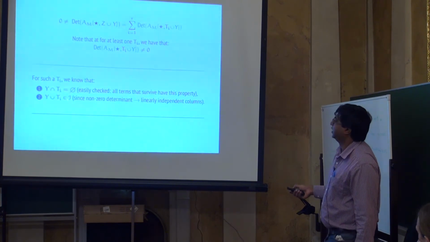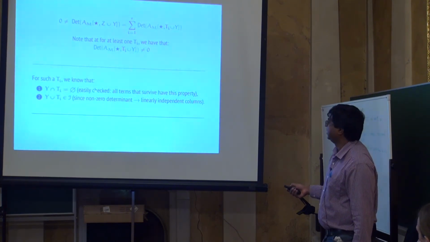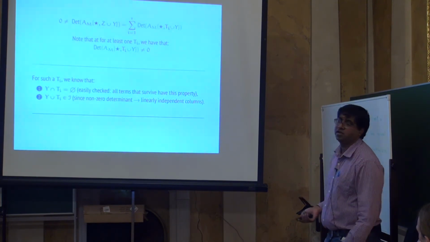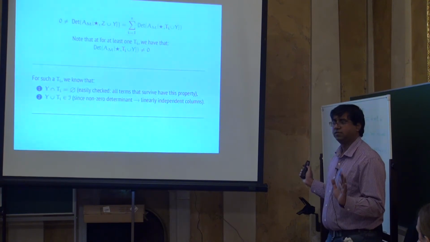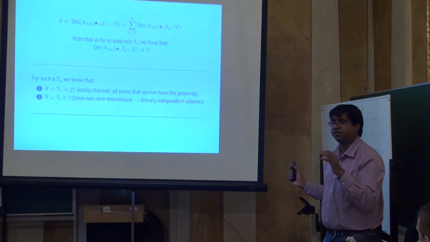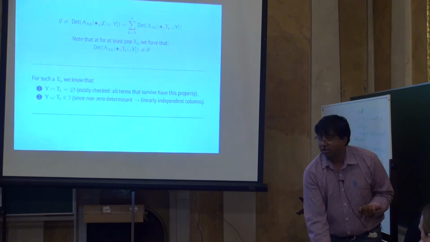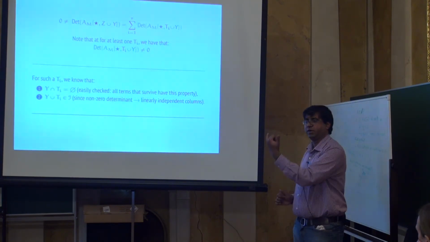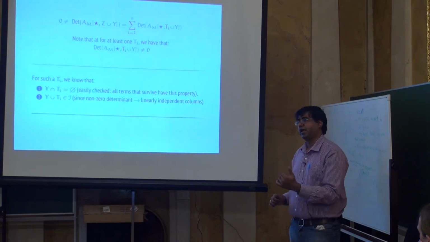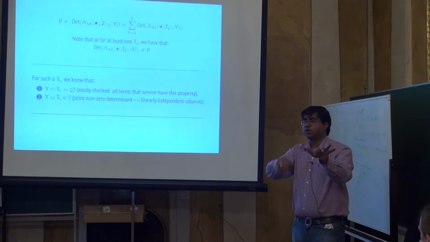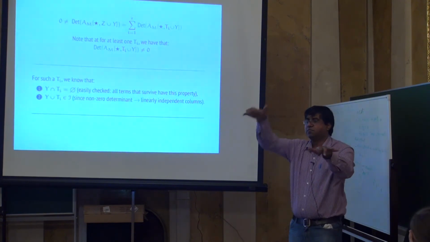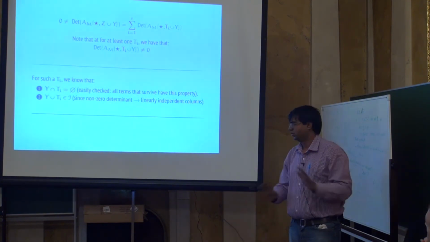And for such t_i, y intersection t_i is empty. Easily checked, all terms that survive have this property. And y union t_i is in J, since non-zero determinant implies linearly independent columns. This is it. What happened is very simple. You took this tuple, thought of them as a vector in this space, found the basis for this, and said, hey, now any determinant is a linear combination of these vectors. So if this is non-zero, then one of these must be non-zero, otherwise everything will sum up to 0.